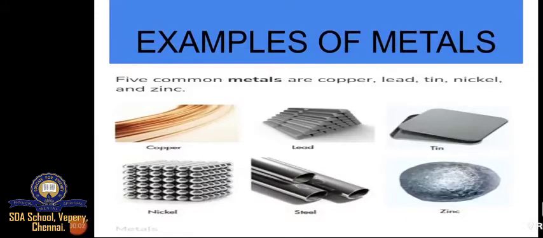Here we have some examples of metals. Five common metals are copper, lead, tin, nickel and zinc. Here you can see all the metals have a different color, but the properties we discussed earlier in the slide are the same for all the metals.